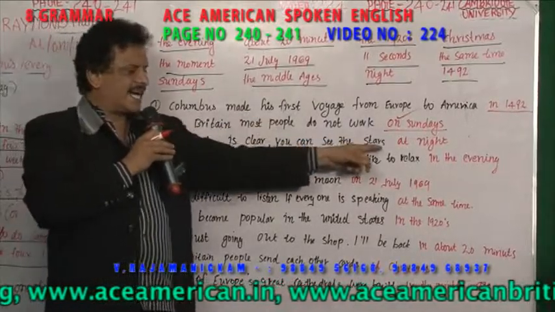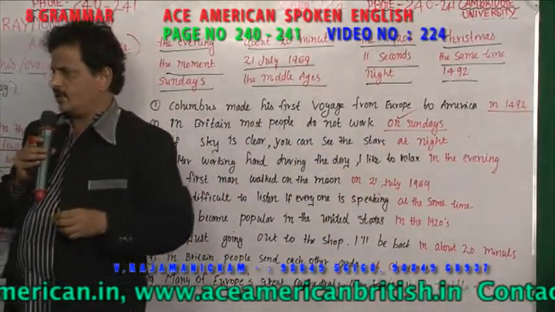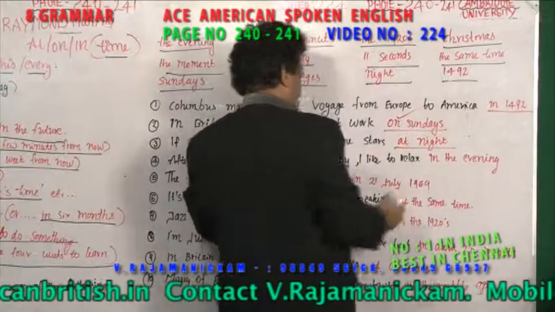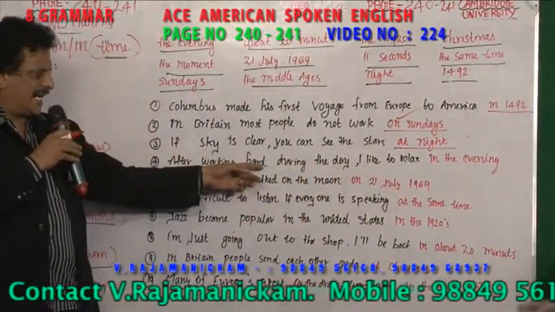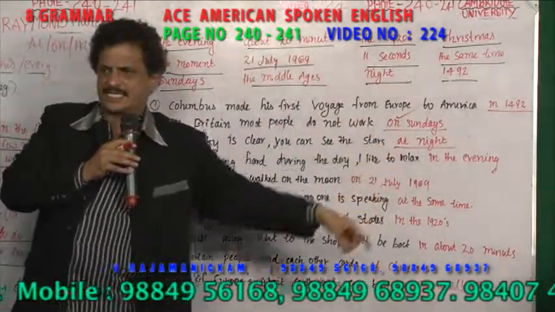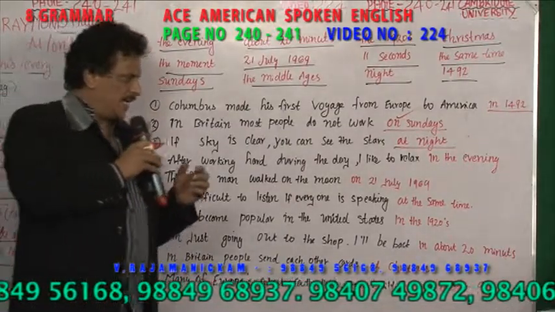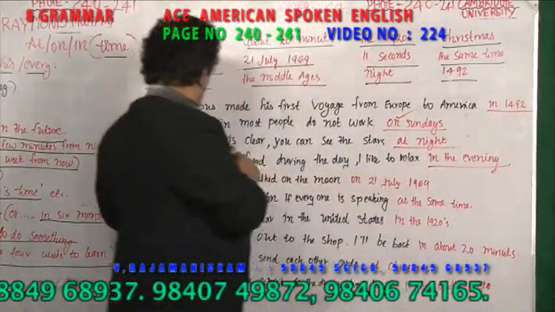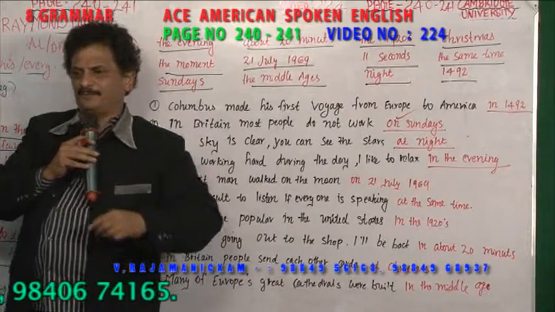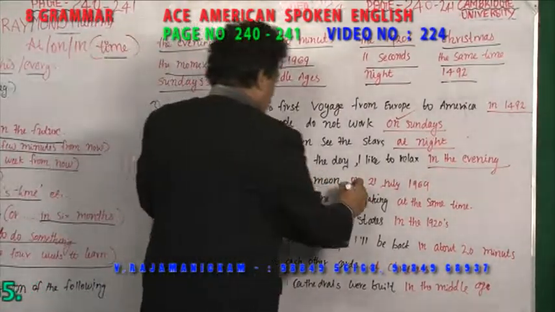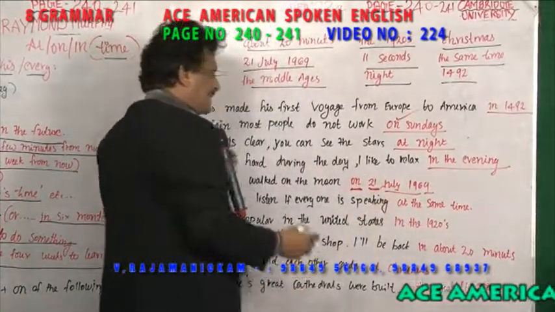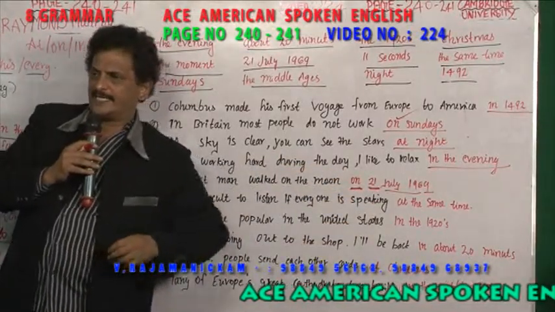If the sky is clear, you can see the stars in night, on night or at night? At night. For part of the day you are using at. After working hard during the day, I like to relax in the evening. The first man walked on the moon, at or in or on with the month? On 21st. So with the date, 21st July 1969, you're using on. So before the dates, you're using on.